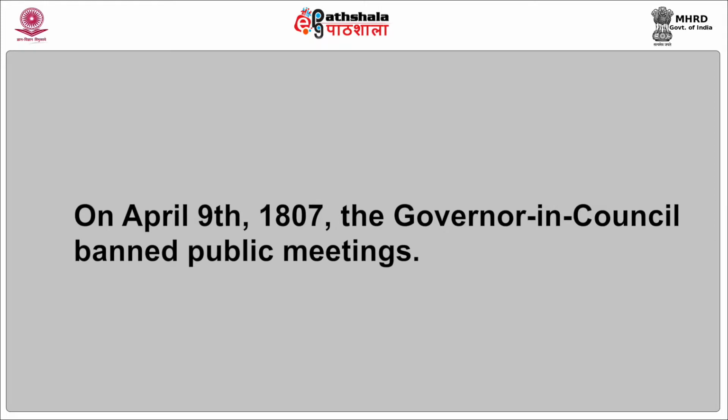On April 9th, 1807, the governor in council banned public meetings. The extreme restriction on the press led to the growth of an underground radical press. Pamphlets were published which kept the identity of the author and the printer confidential. This action superimposed the inception of amendments within the regulations which required all the presses to publish the name of the printer on all the literature being printed.